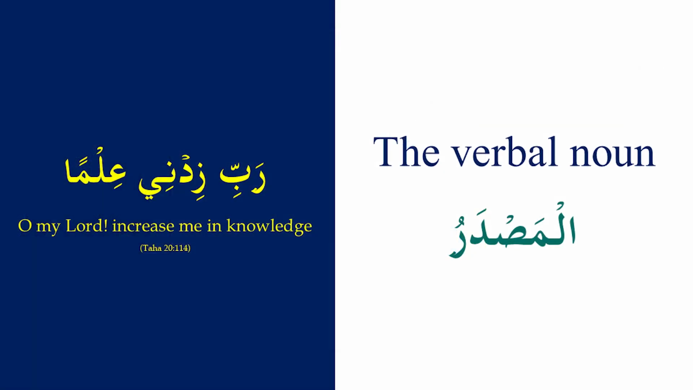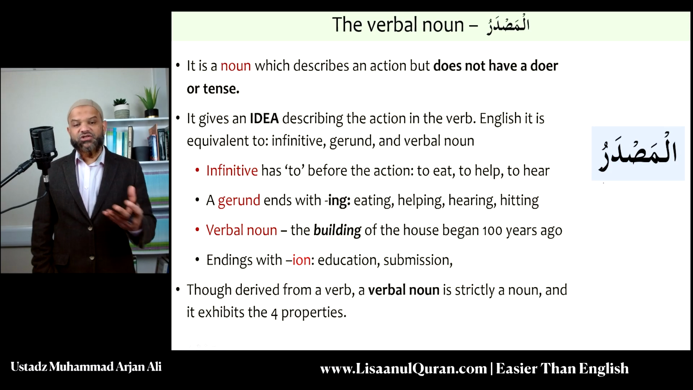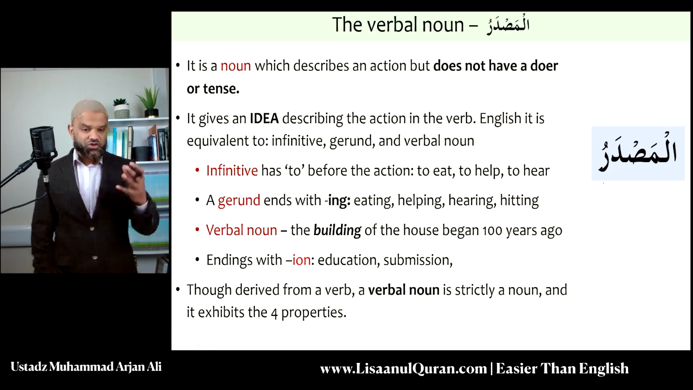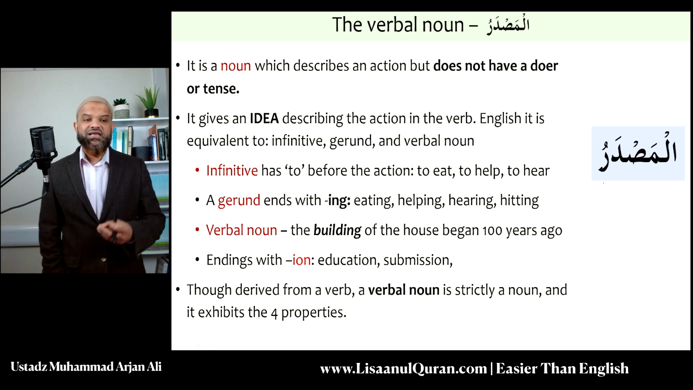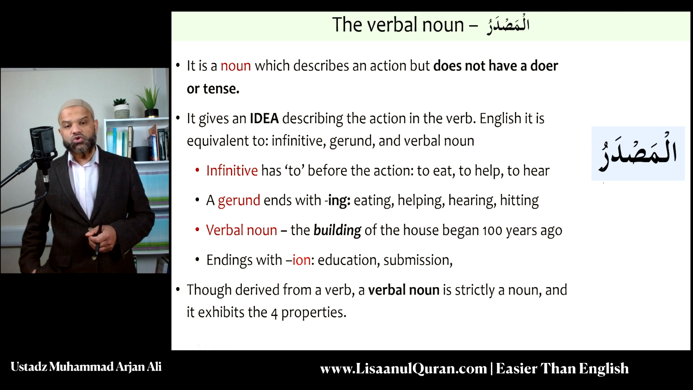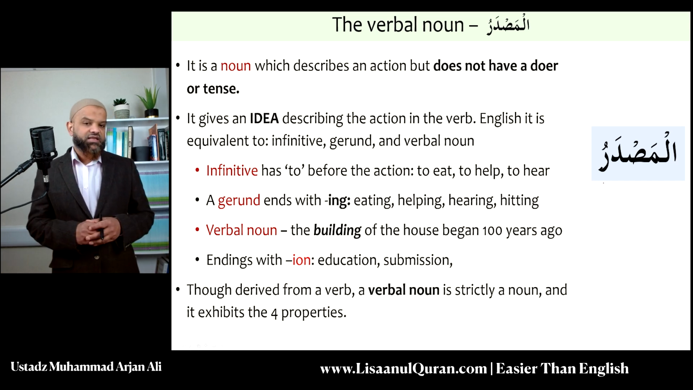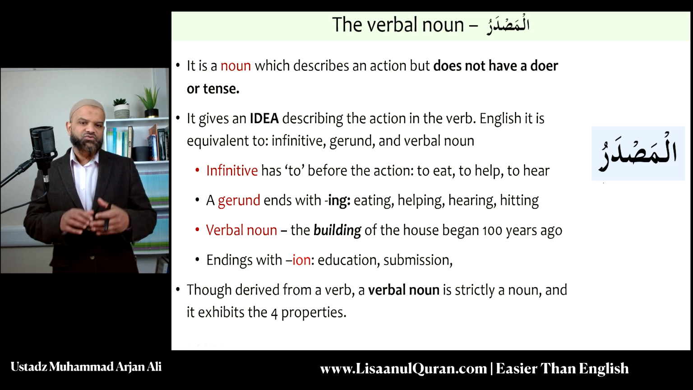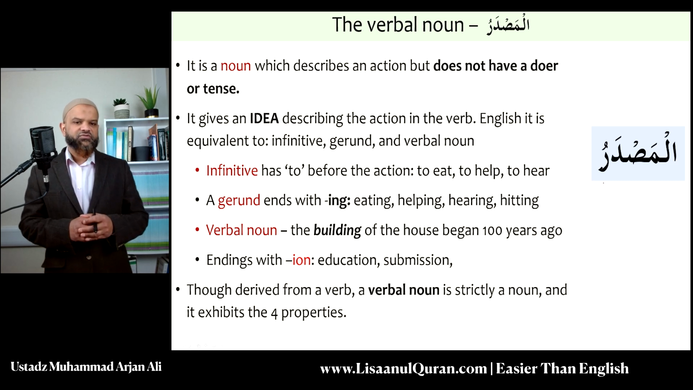The verbal noun, al-masdar. The verbal noun is quite amazing. It has lots of application in the language. We're going to just take an overview of it. And the most important thing about the verbal noun is that it is a noun that does not have a tense or a doer. Remember, it describes an action, but it does not have a tense or doer. Whereas if I said nasara, then that would mean he helped. We have a tense in the past tense. We also have a doer, he. Nasaru, they helped. Again, we have a doer, we have a tense, and we also have the meaning of the verb, which gives us the definition of it being a verb.